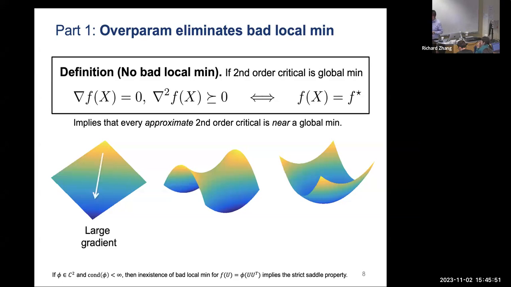So what does that mean? It means around every point, it either has a large gradient, and you can use gradient descent and make progress, or the gradient at this point is equal to 0, but around that point there's some negative curvature, and you compute the Hessian of the function. I can escape there.